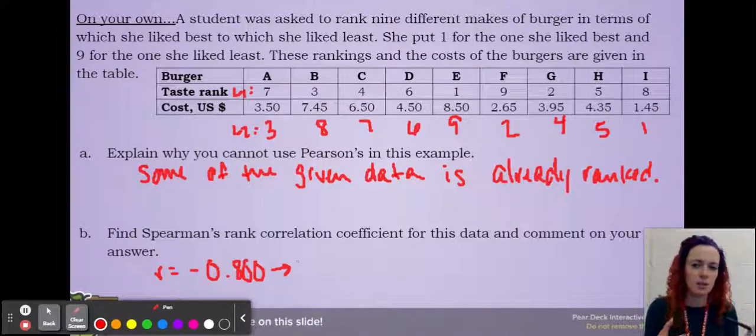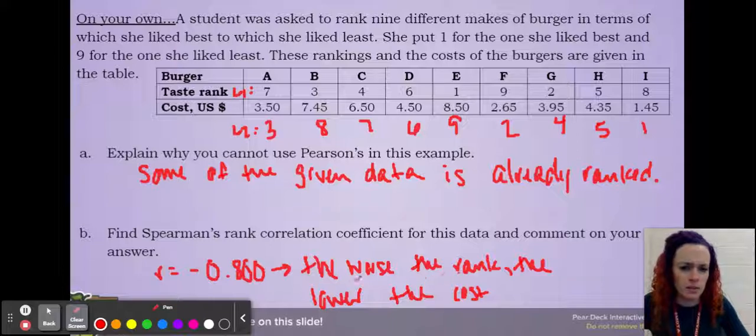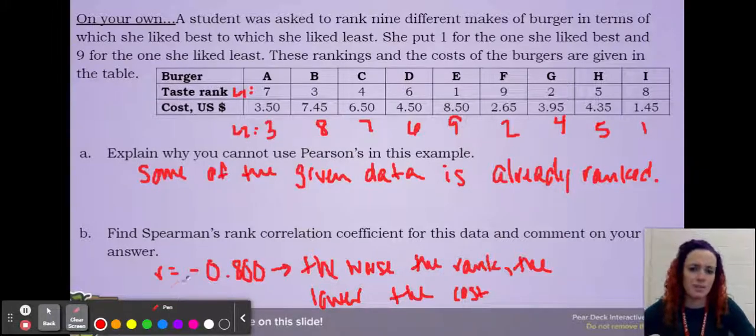You can say that either way, but you just have to make sure that anytime you interpret it or comment on your answer, you consider how the values were actually ranked. Even though this sounds a little bit backwards just because it's a negative r value, because of how she ranked them, that's something along the lines of what you should have.